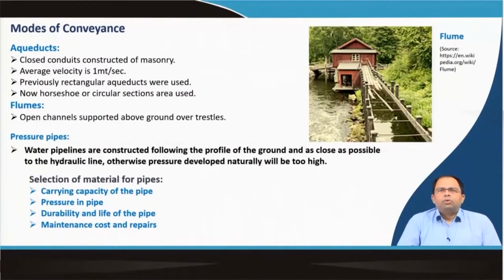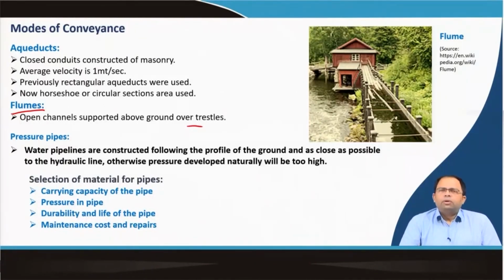So, when we talk about modes of conveyance, as I was discussing in the previous lecture, there could be open channels or there could be pressure conduits. In the case of open channels, for example, we can have something called flumes, which are open channels supported above ground using trestles, as you can see in this image. Water is being transported through these raised channels because of the topography of that particular area, and we may need to design something like that.